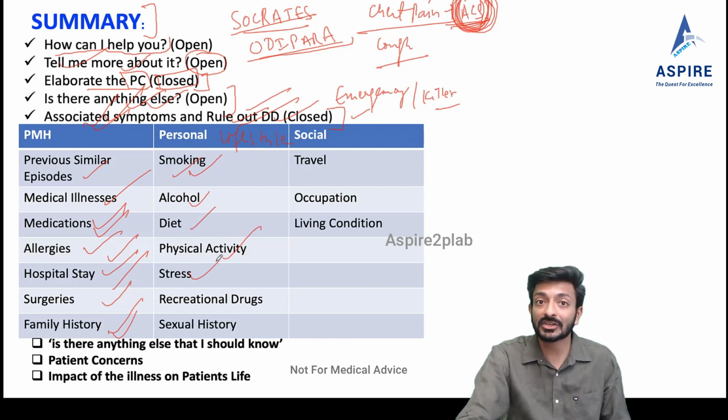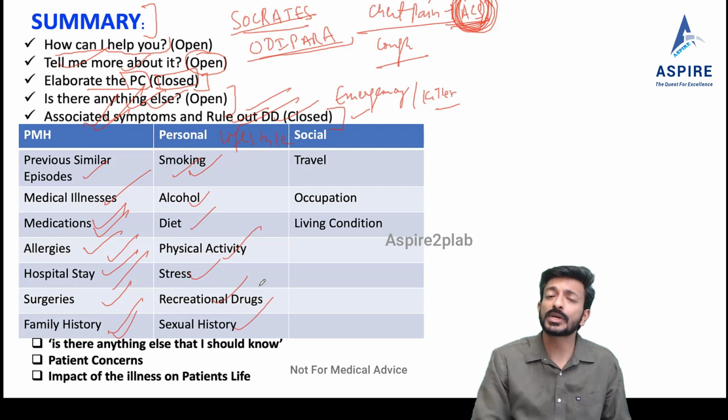Do you have any stress in your life, any work related, family related stress? Do you take a recreational drug? Which drug? How do you take it? How often, and since when you have been taking it? And if the patient is injecting, ask, do you share needles? That's very important. Sexual history is very, very important.